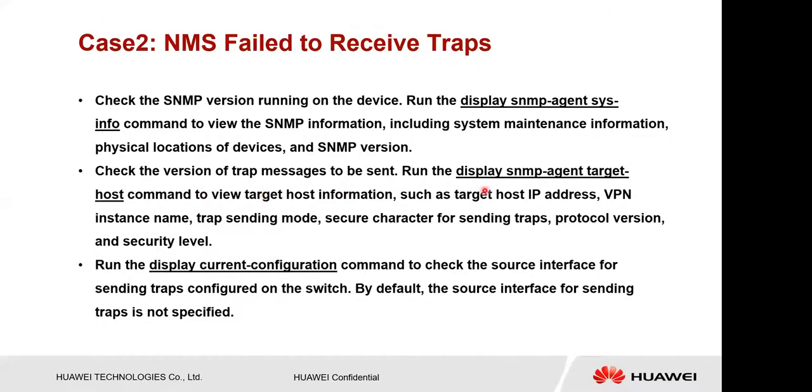You can use this command, display snmp-agent target-host, and you can see all the information such as the IP address of the target host, the VPN instance name if you are using any VPN instance, trap sending mode, security name for sending traps, protocol version, and also the security level. And the last part is you can also use the display current-configuration command, like just now, with include snmp, to check whether the source interface for sending traps is configured on the switch or not. However, by default, the source interface for sending traps is not specified.